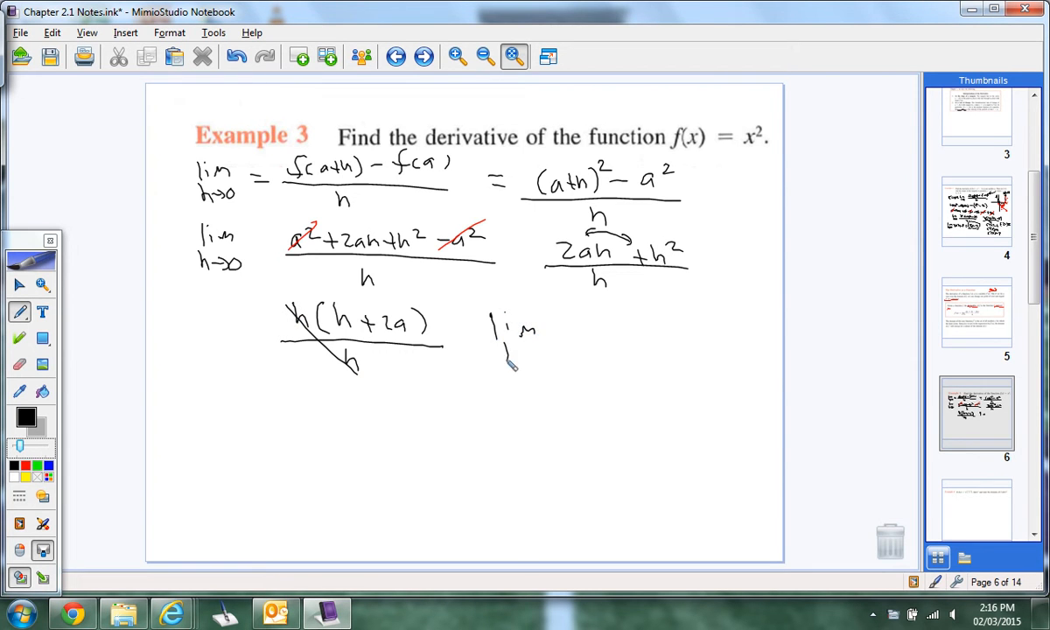Now we can do the limit. So we get 2a. So 2a represents the function f prime, the derivative. 2a represents the derivative of that function.